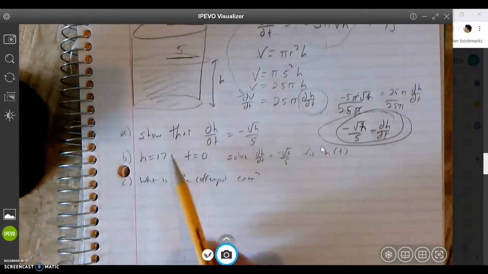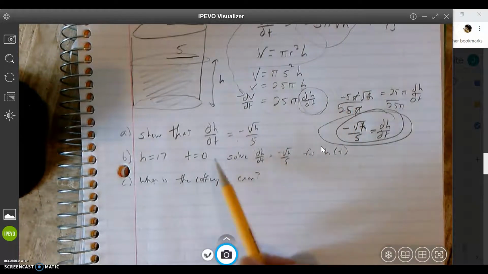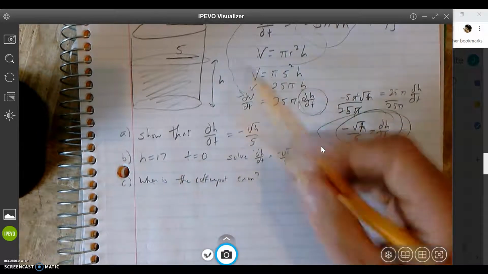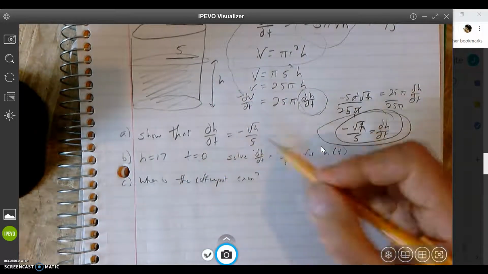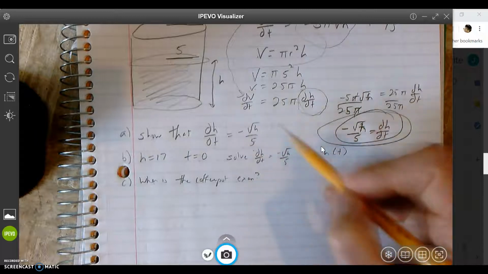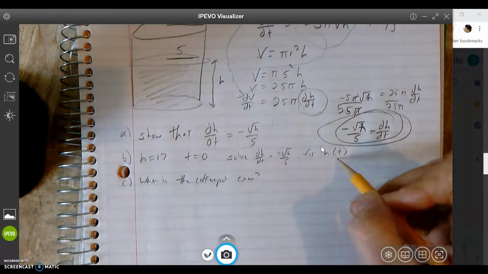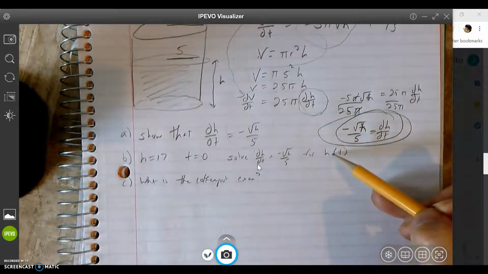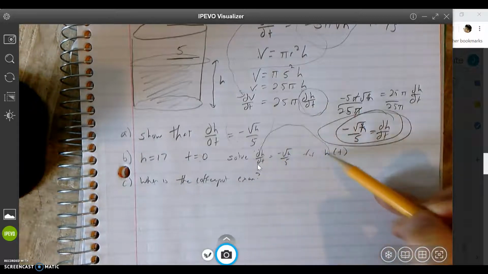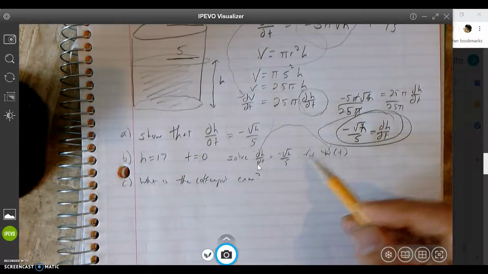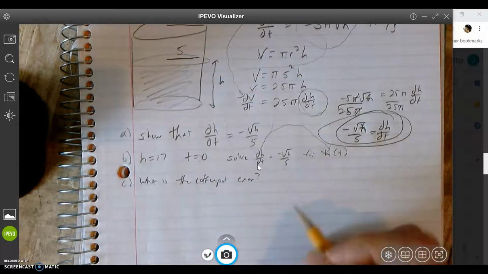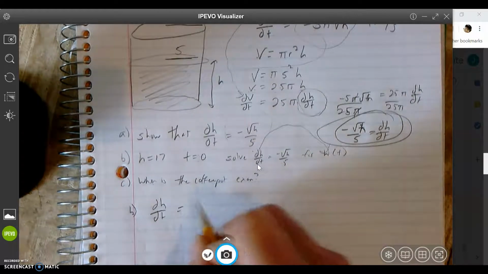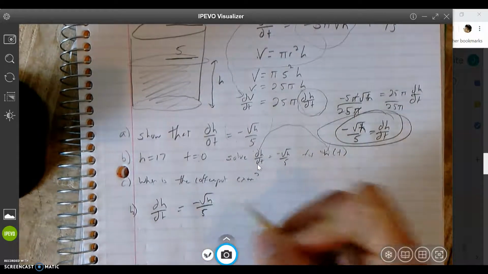All right, B. That was worth 3 points, and this is worth 5 points. At time 0, the height is 17 inches. So there are 17 inches of coffee when we start. We know dH/dt is this. It gives you that, and you want to find h of t. So you're going from the derivative to the actual function, which means you need to do the integral of this. This is like a separable-variables kind of problem. So dH/dt equals negative radical h over 5.